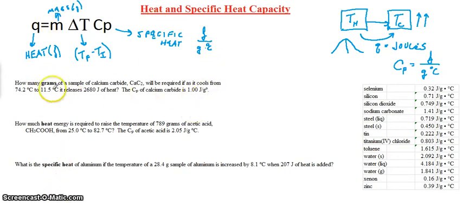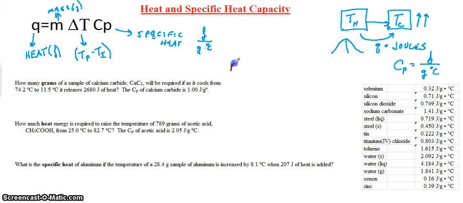So in my first problem, which I'll do right over here on the side, let me pick a different color. It says: how many grams of a sample of calcium carbide will be required if, as it cools from 74.2 to 11.5, it releases this much energy. And this is heat. The CP is given to you here. In this kind of problem, they want grams, so basically I'm trying to solve for mass.